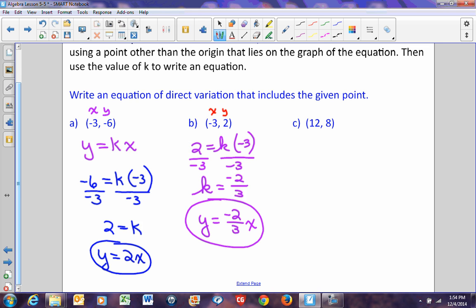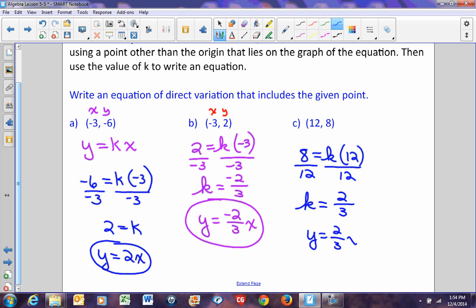Last example. Again, plug it in the equation. y equals kx. y is 8, so 8 equals k times 12. Divide both sides by 12. k here would equal 8/12, but we can reduce that. 4 goes into 8 twice. 4 goes into 12 3 times, so it's 2/3. So my equation is y equals 2/3 x.